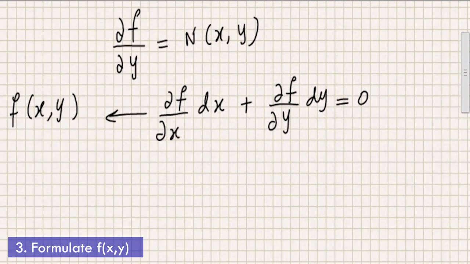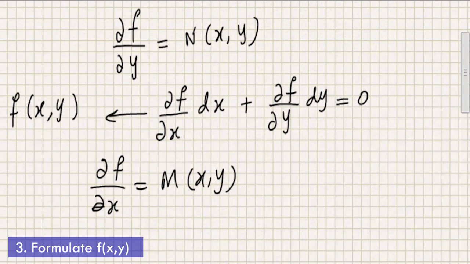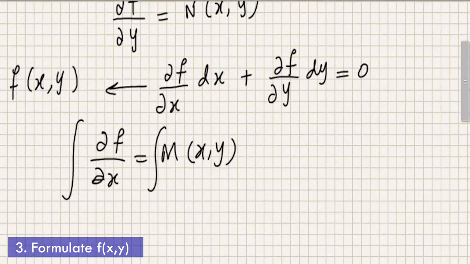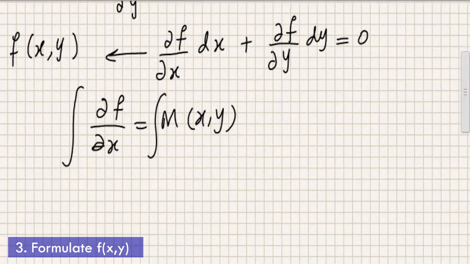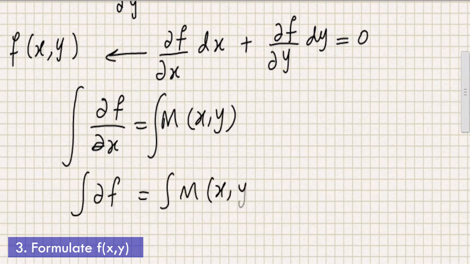So the answer to that is that we know that ∂f/∂x is equal to M(x,y). So what if I took the integral on both sides? In order to take the integral on both sides, first what we do is we take this ∂x to the other side. So I write it down, ∫∂f = ∫M(x,y) ∂x.